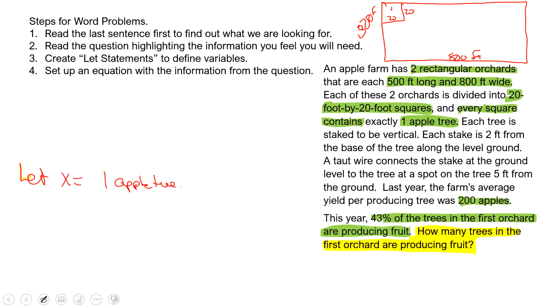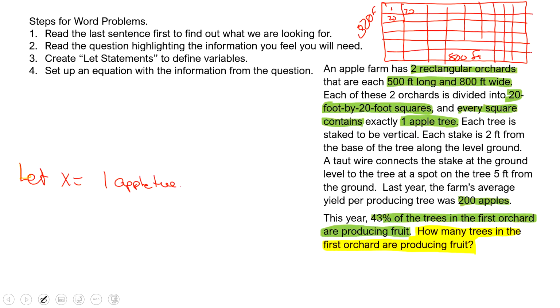Okay. So what we're going to have to do is, just a different type of word problem, because we have to figure out how many trees are in the orchard. So we really have to divide 800 by 20 and 500 by 20 to figure out how many boxes there are. Because when you think of it, we're going to have all these little boxes that are all 20 by 20, let's say. That way. So there are tons of boxes in there.